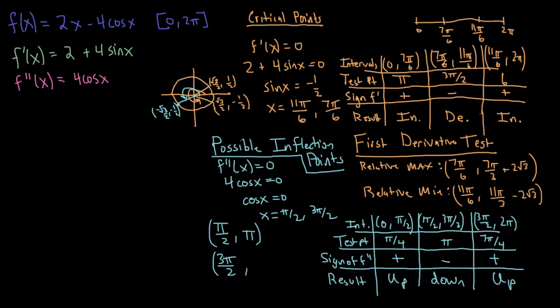Now, what about 3 pi over 2? If I plug in 3 pi over 2 back into my original function, I would have 3 pi minus 4 times the cosine of 3 pi over 2. Cosine of 3 pi over 2 again is 0, so it's 3 pi minus 0. So there we are. So there are our inflection points. Those are inflection points.